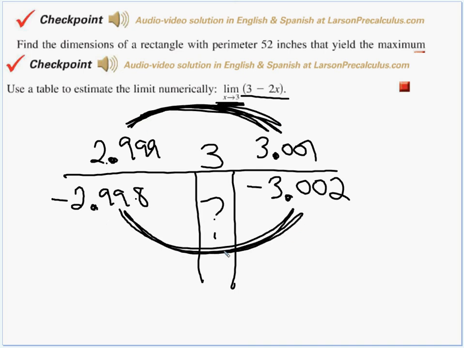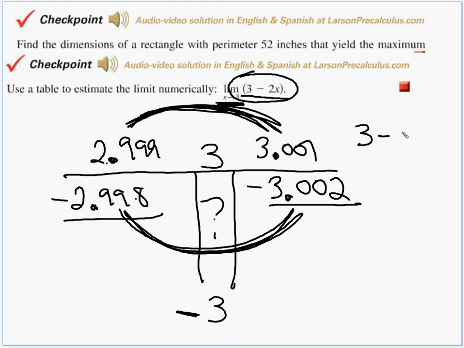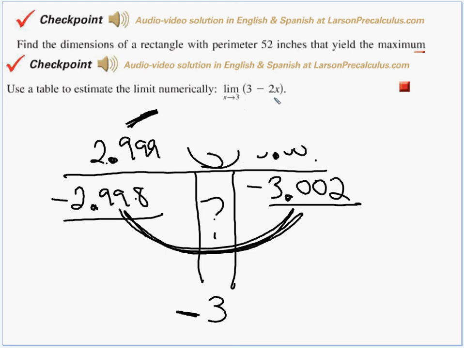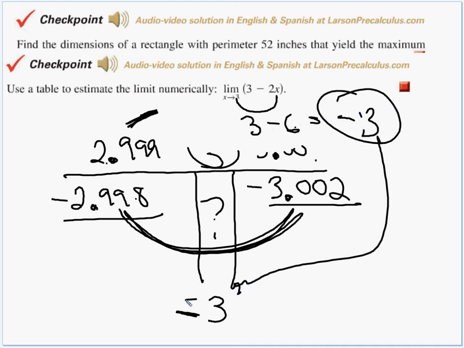So as we get real close to either side of 3, what does it look like would be in between these numbers? Well, they're both negative, so the number in between will be a negative. And this number is a little under 3, that's a little over 3, so they would average out to a negative 3. And in this type of an equation, we can put that directly in. 3 minus 2 times 3. Yeah, so if we put a 3 in there, 3 minus 6 equals negative 3. That's what we were estimating would happen there.